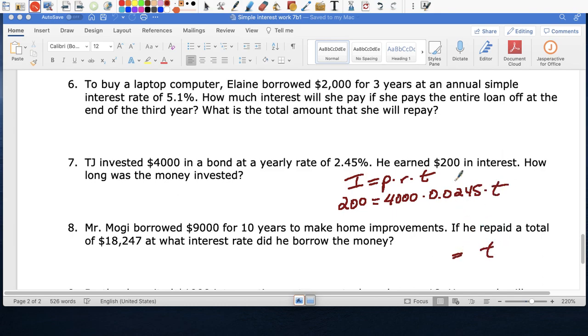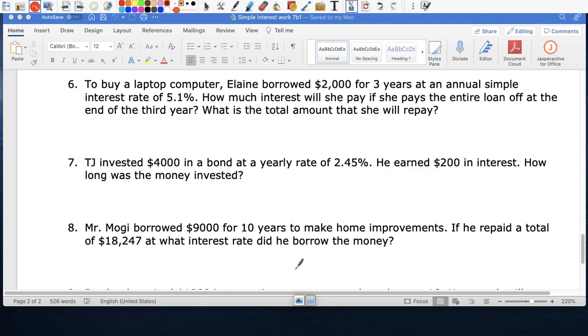So let's multiply 4,000 times 0.0245. That's going to give us 98T, and 200 on the other side. Divide both sides by 98, and T equals... Oh my god, you might need to buy a calculator one day. I'm going to round this to 2.04 years. Okay.